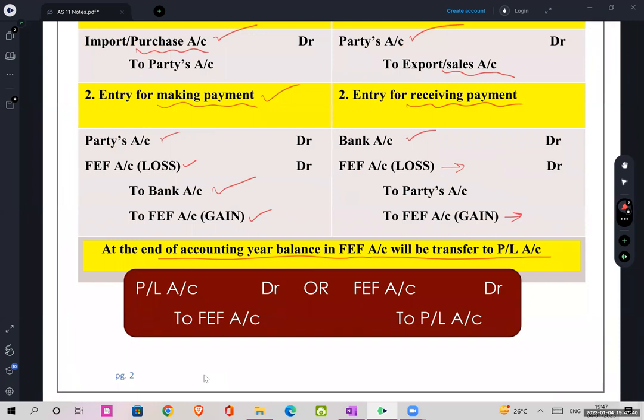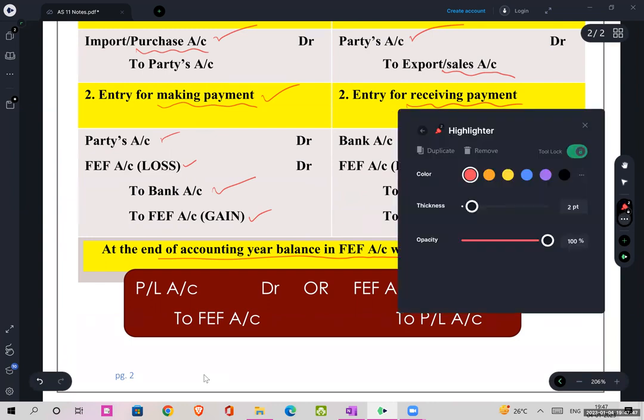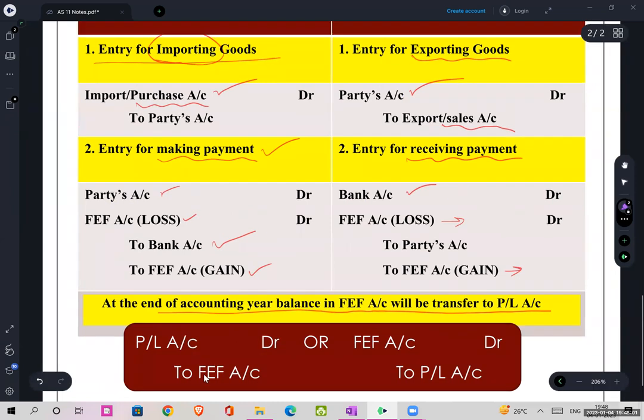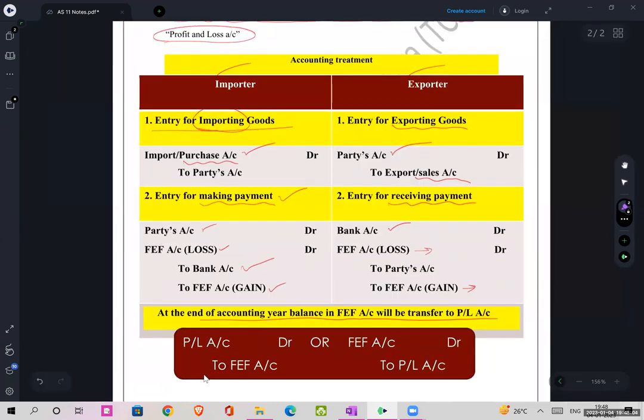So when you close your FEF account, your balance will be either on the debit side or on the credit side. These balances will appear accordingly. I hope the theoretical part is clear to everyone. I repeat, you will be passing journal entries as mentioned in the question, either from the point of view of you being an importer or from the point of view of you being an exporter.